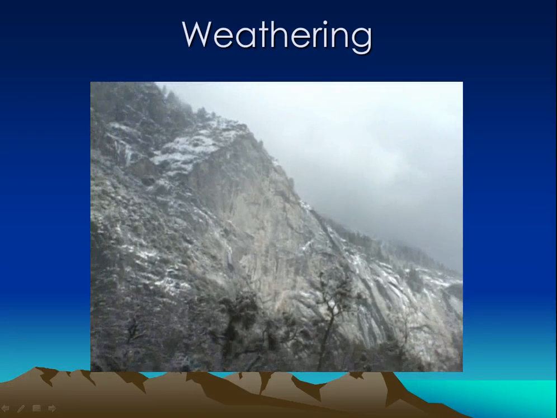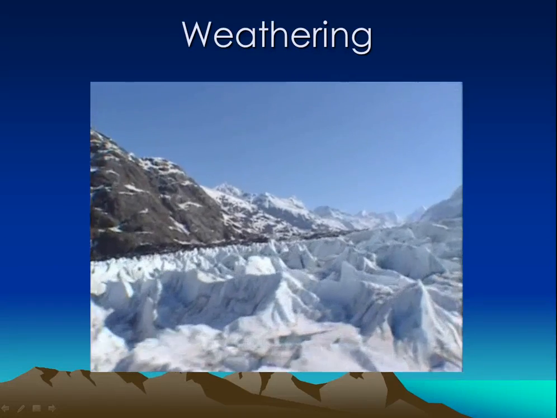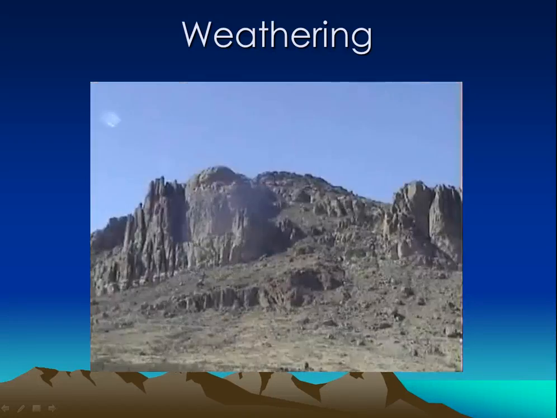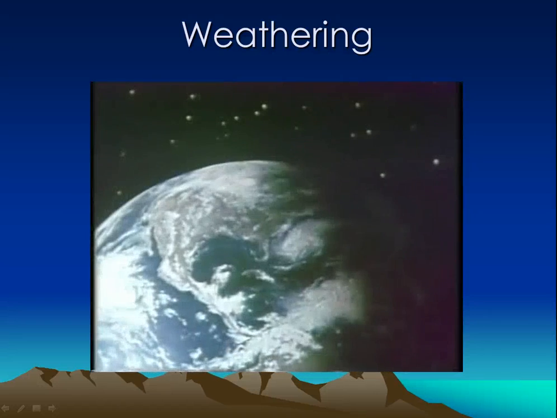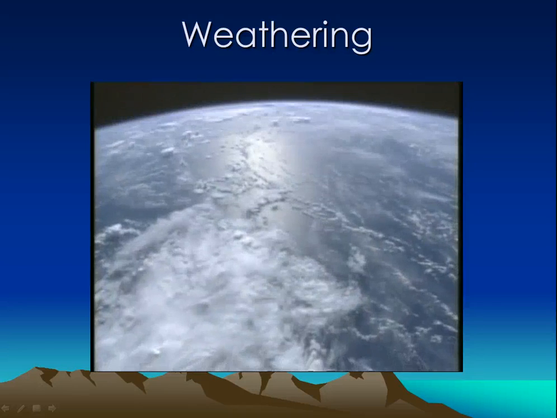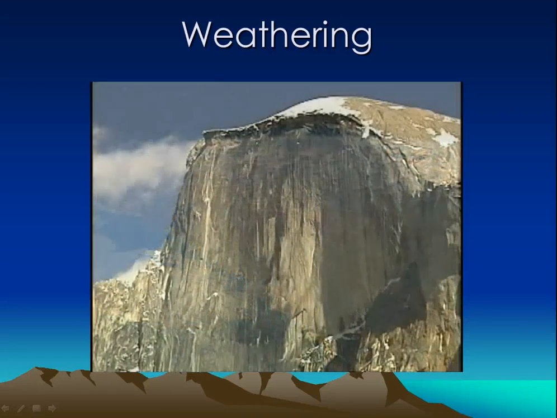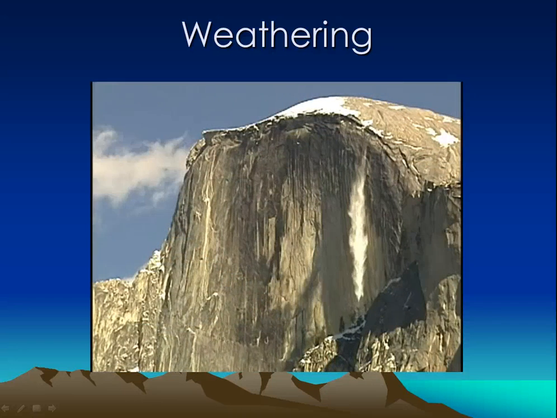But what causes weathering? Water, ice, wind, plants, heating and cooling. All of these things affect the Earth and play a part in breaking rocks down into smaller pieces. They are the causes or agents of weathering.